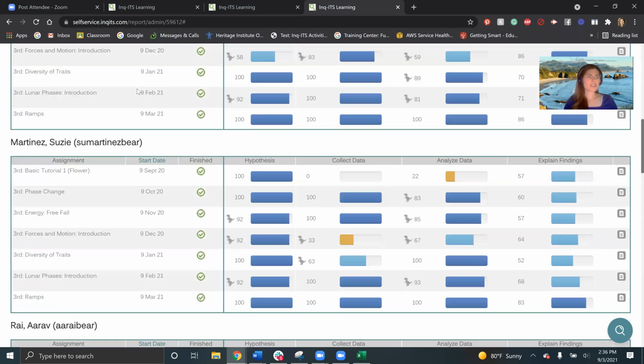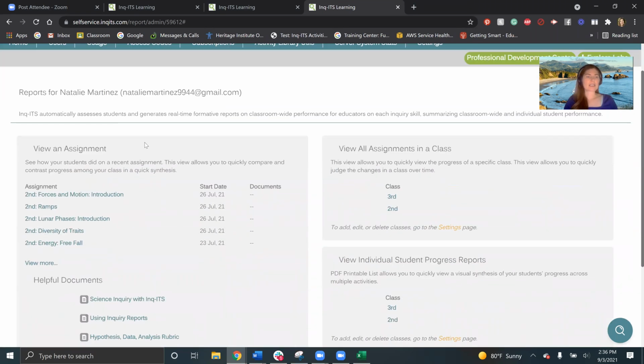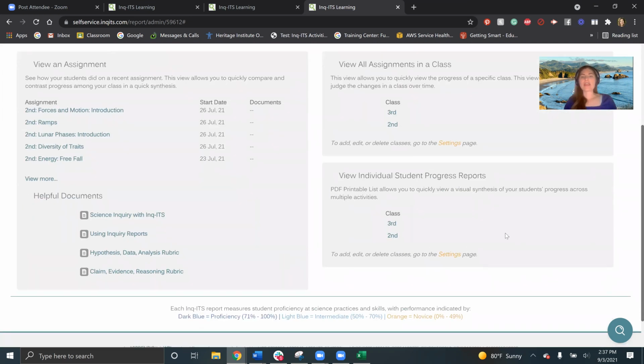So I hope that this has been helpful. Let me see what I've really shown you today. Talked about the assignment by class, so you can compare different classes, or looking at assignments and then comparing different classes. I can view assignments for a specific class. So I could choose, like, if it was real data, I would have 6 classes in here. And then I can view individual student progress reports.